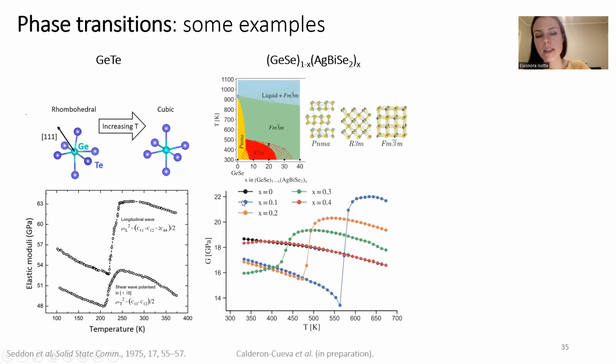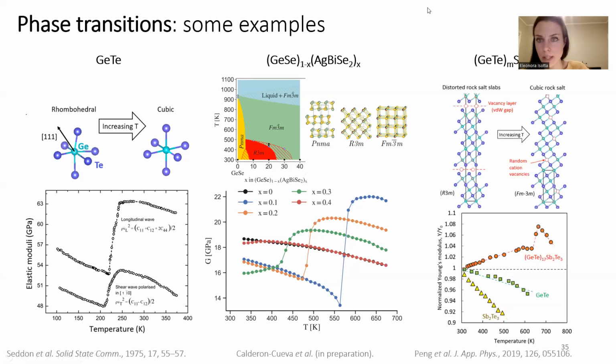This is another case, a work from the group of Professor Zevalkink, where we have investigated this system composed of alloys of germanium selenide with silver bismuth selenide. So for intermediate alloying compositions, we have a structure that is rhombohedral at room temperature, and with temperature will evolve into a cubic structure. So even in this case, we can spot the transition very easily because we can see this sharp increase in elastic moduli when we transition from the rhombohedral to the cubic arrangement.